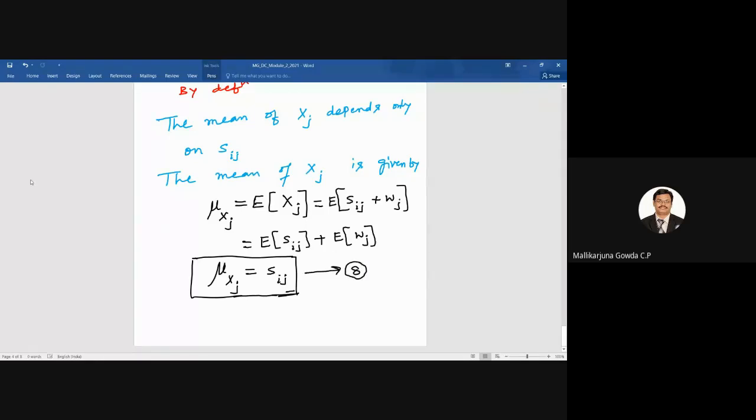Equation 8. In the same way, how do we represent the variance? How do you find the variance of this random variable? First I found the mean, then we need to find the variance. Mean and variance are the terms which we use to characterize the random variable. Is that fine? Then how do we find the variance of the random variable xj? How do we define the variance?